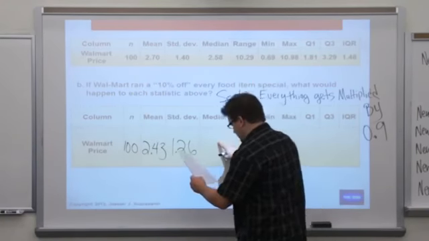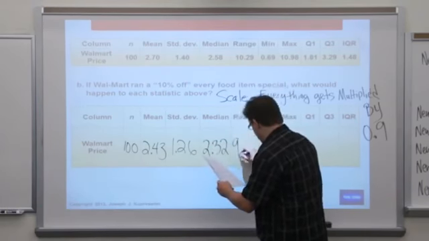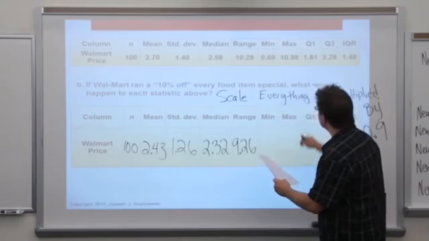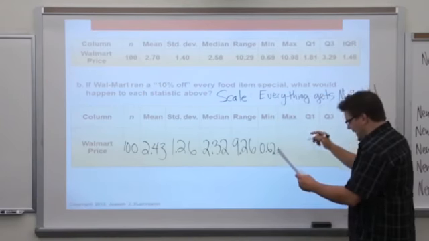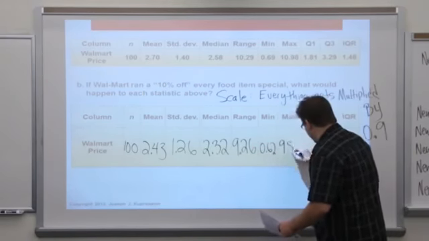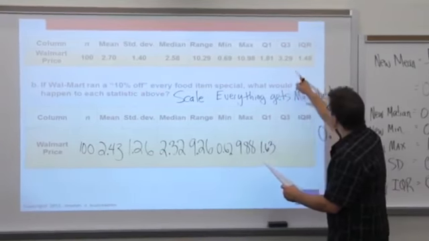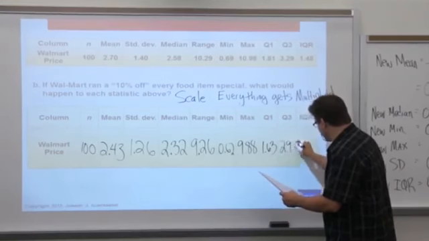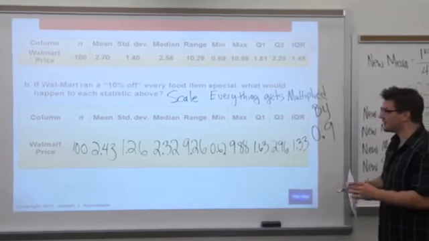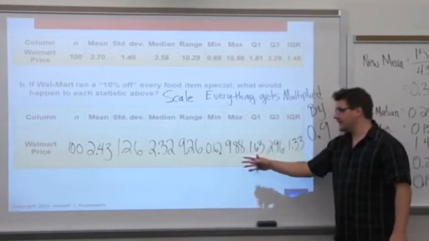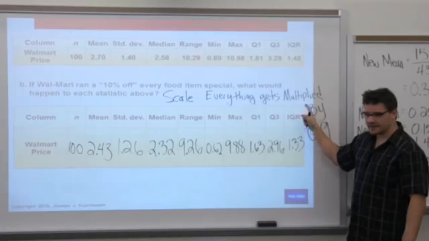New median, $2.32. New range, $9.26. New minimum, 0.62. New maximum, $9.88. Q1 changes to 1.63. Q3 changes to 2.96. And IQR changes to 1.33. This whole row of data values is just 0.9 times the top row. It's a scale. Everything gets multiplied.